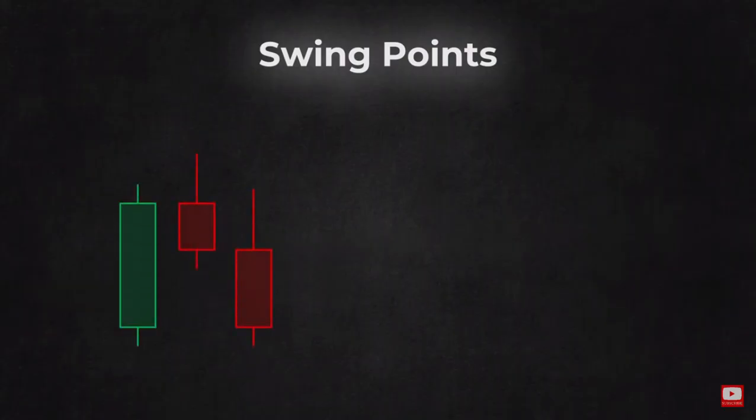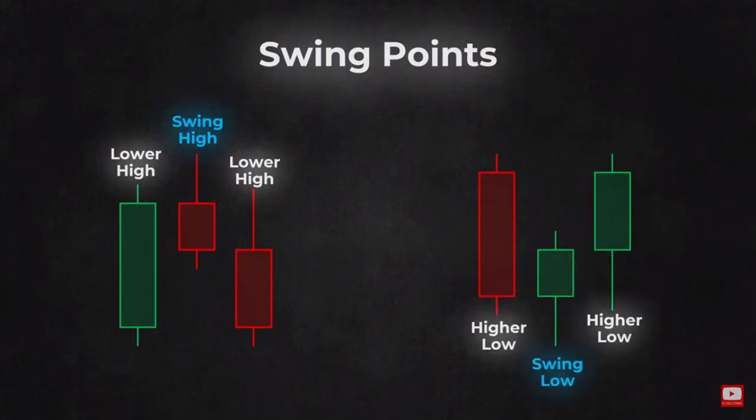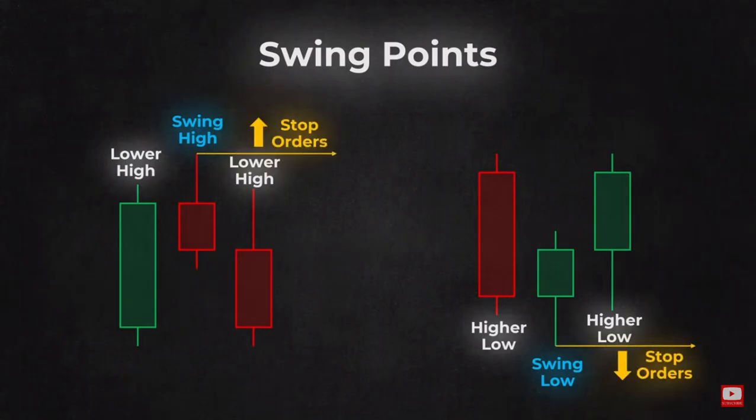In a swing high, the candle in the center has a lower high to the left and a lower high to the right. In a swing low, the candle in the center has a higher low to the left and a higher low to the right. The reason the idea of swing points is important is because many retail traders place stop orders just above swing highs or just below swing lows, meaning that liquidity is deeper in these areas.